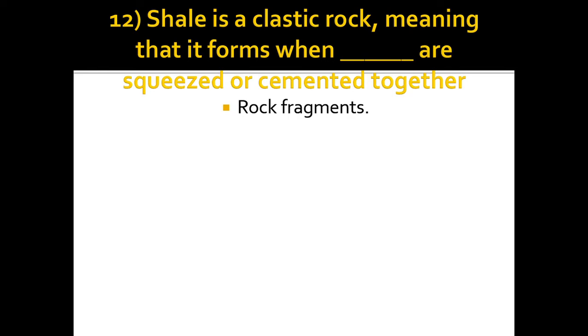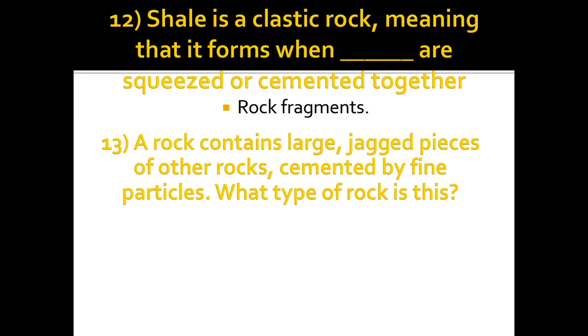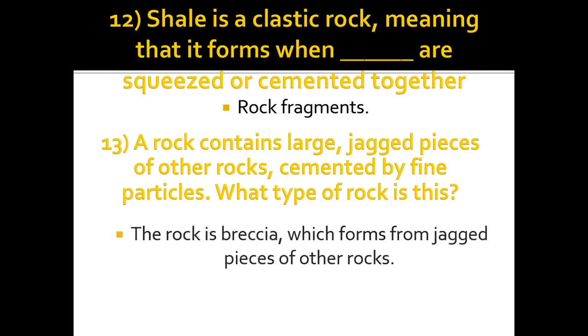Number 12. Shale is a clastic rock, meaning that it forms when are squeezed or cemented together. Rock fragments will be the answer for that. Let's go with 13. It will be a rock contains large, jagged pieces of other rocks, cemented by fine particles. What type of rock is this? So this is something very, very specific. So which kind of rock will actually have all of this in its composition? Well, the rock is breccia, which forms from jagged pieces in other rocks.